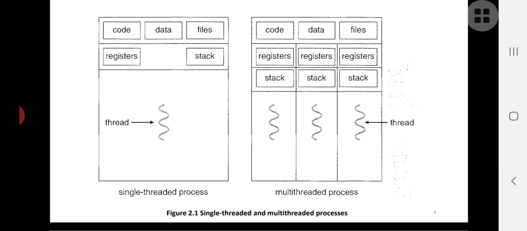In the right hand side diagram, in the same process there are three threads, and all three threads commonly share a common code section, data section and files. For these three threads, the code section, data section and files are the same, but each and every thread has its own set of registers and stack. This is the difference between a single threaded process and a multi-threaded process.